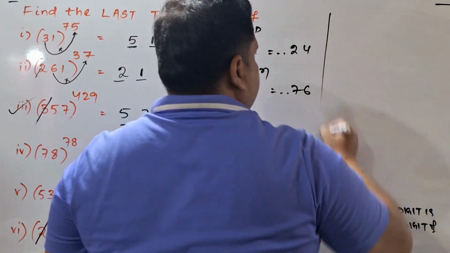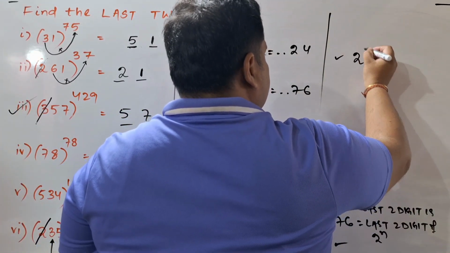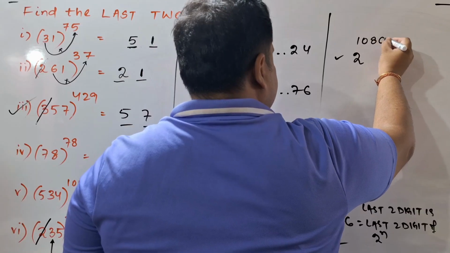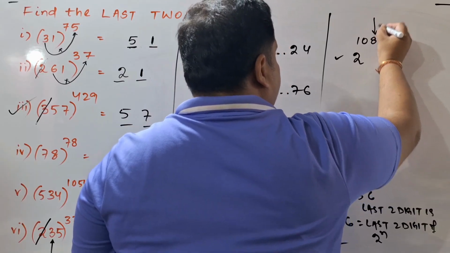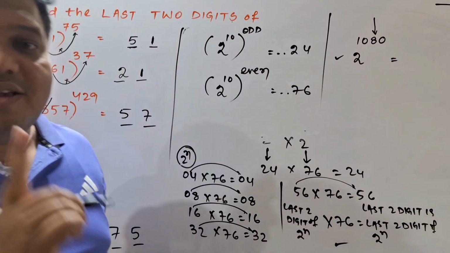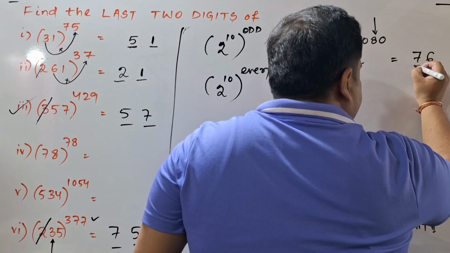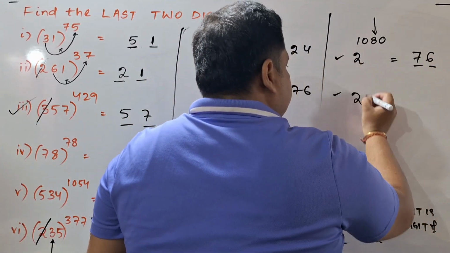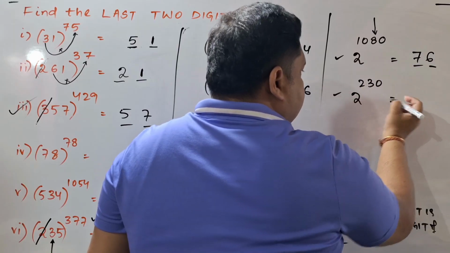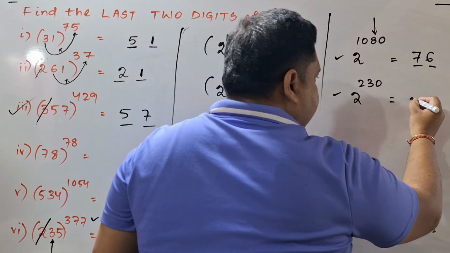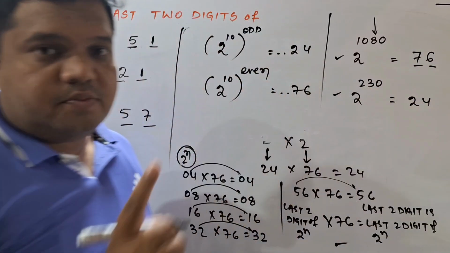More examples. Suppose I say 2 to the power 1080. You have to observe the power. What is the tens place of the power? Even or odd? Even. So the answer ends in 76. 2 to the power 230: the tens place is odd, so the answer ends in 24. That means you have to observe the power.